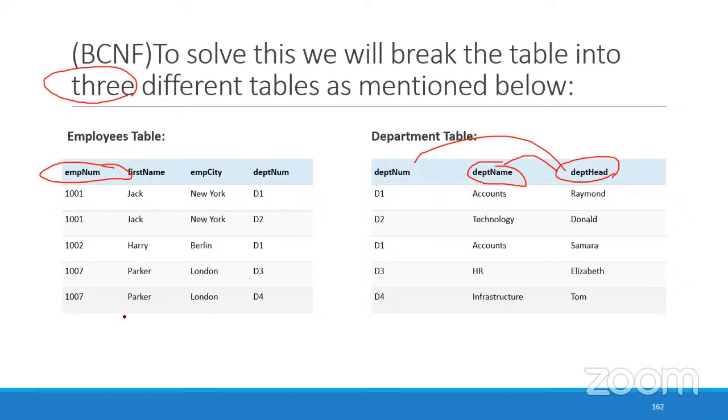Now, here X to Y, X is a super key. Similarly here, X to Y, that is, X is a super key. Now we have shown that the given two tables are in Boyce-Codd normal form.